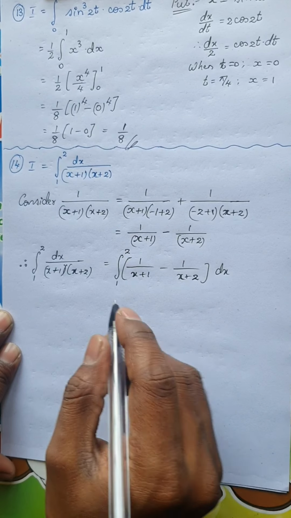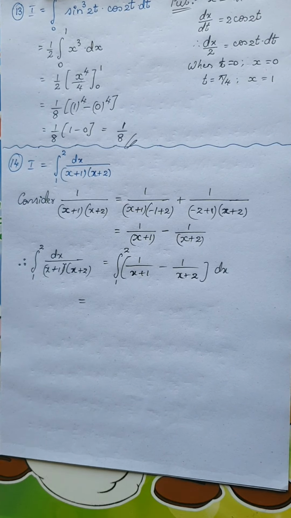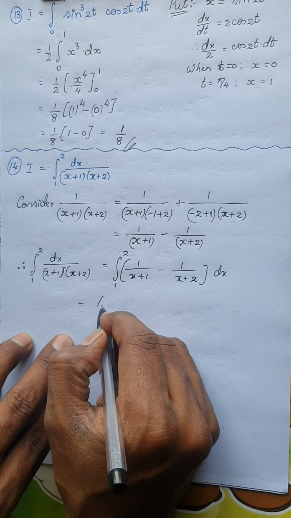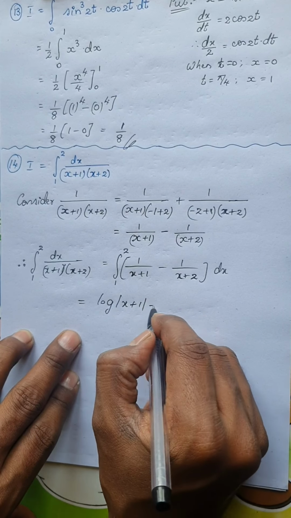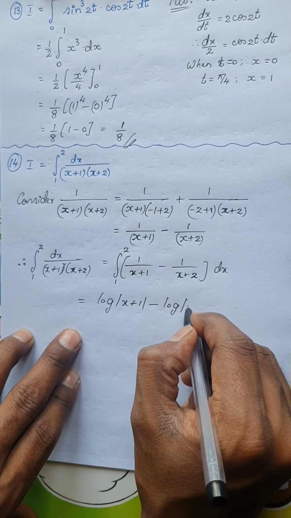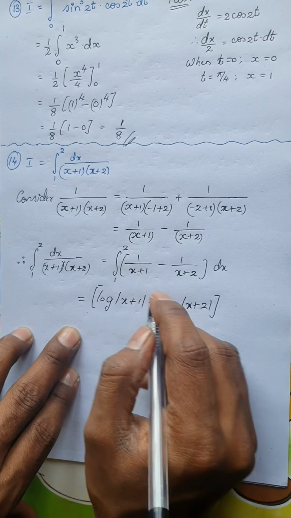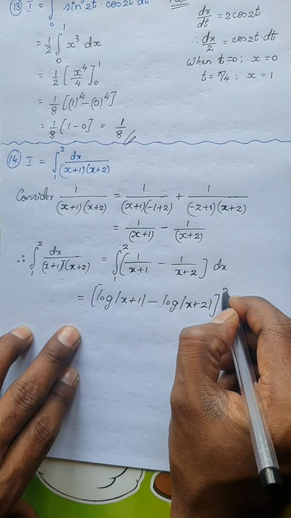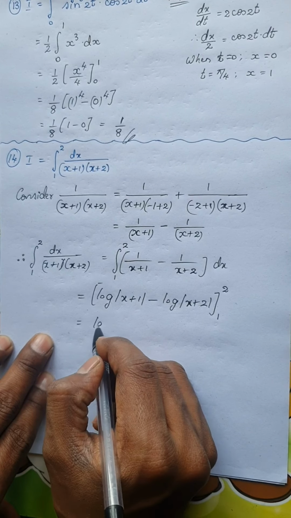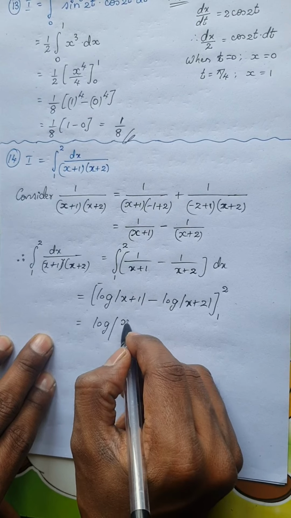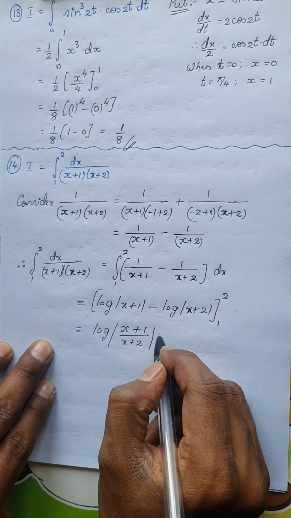dx. Okay, so let us apply the limits here. Now dx divided by x plus 1 is known, we have already solved this. So this becomes log of mod x plus 1. Similarly, minus log of mod x plus 2. This is integrated within the limits 1 to 2. Using the properties of logarithms, I can write this as log of mod x plus 1 divided by x plus 2.